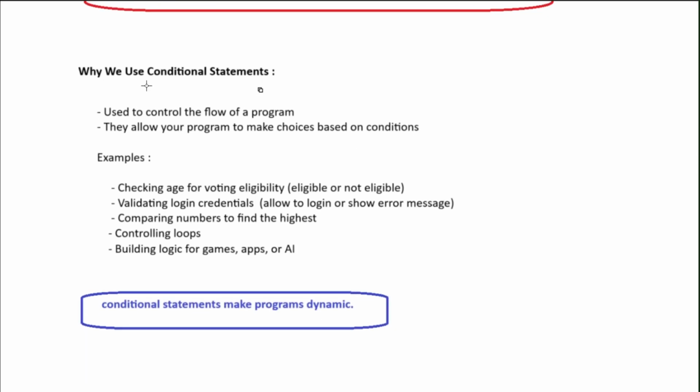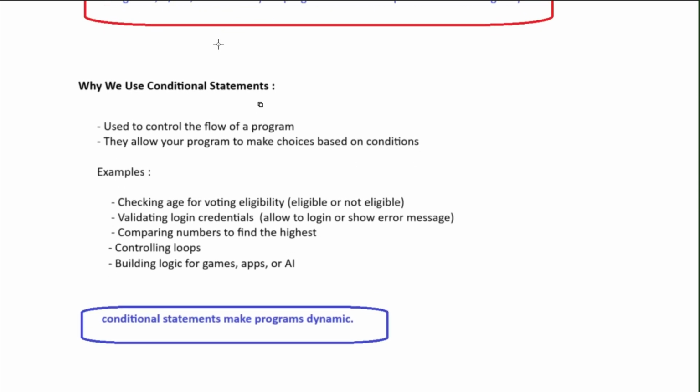Now that we know the types of conditional statements, let's understand why we even use them. Conditional statements are used to control the flow of a program. Think of it like this: without conditions, Python would just do one thing after another in order, like following a recipe exactly as written. But in real life, we don't act blindly, we make decisions. Conditional statements allow Python to make choices, just like we do.